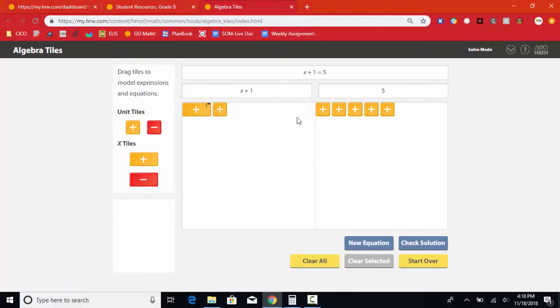solving equations. So if we have x plus 1 equals 5, so we need to get the variable by itself. We need to get this piece by itself. So if we put 1 unit on top of the minus, then we do it over here, we check our solution. Well done. New equation, and we can go from there.